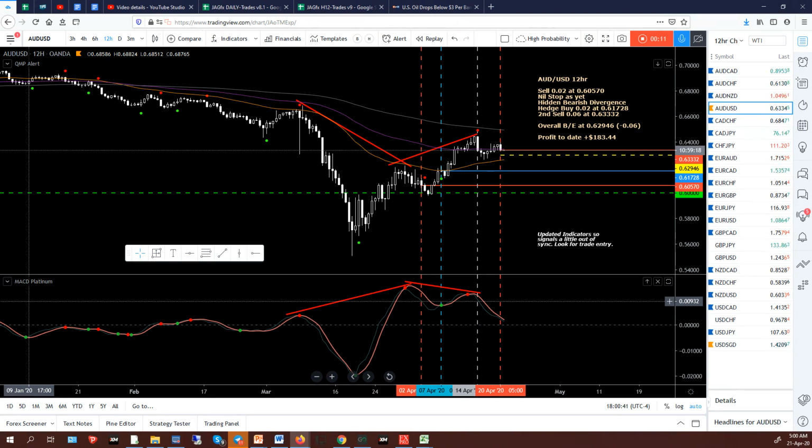This is a quick look at my 12-hour charts and what I've done. It's a high probability 12-hour chart. My new candle was at 4 a.m. local. I just had to wait for the spreads to come in a little bit before everything could be updated.